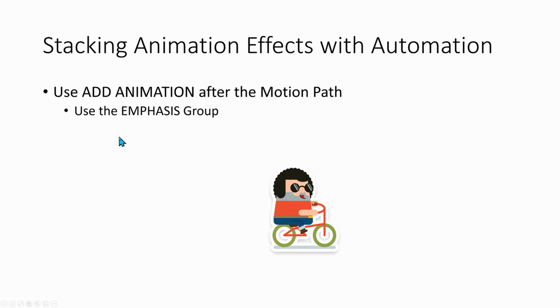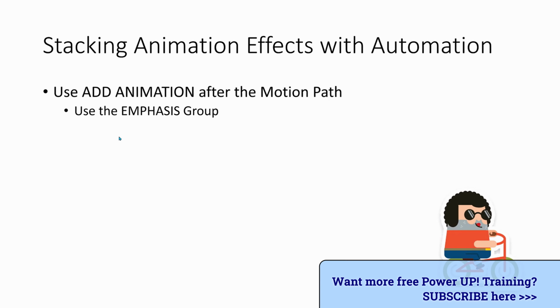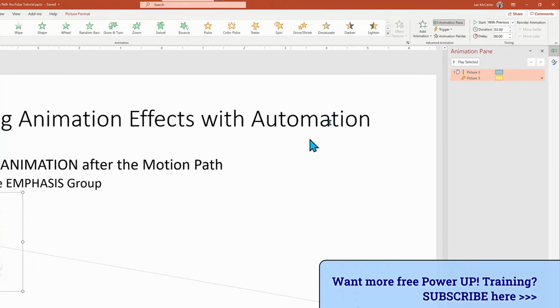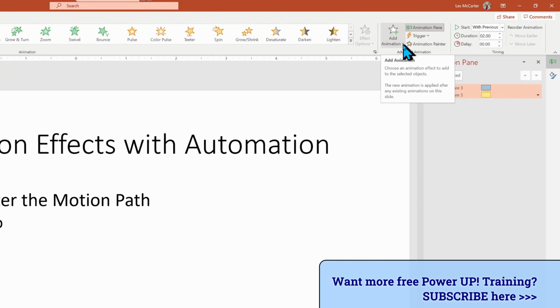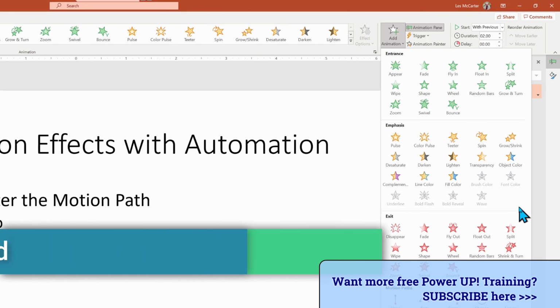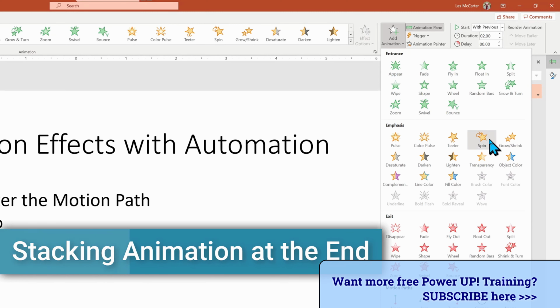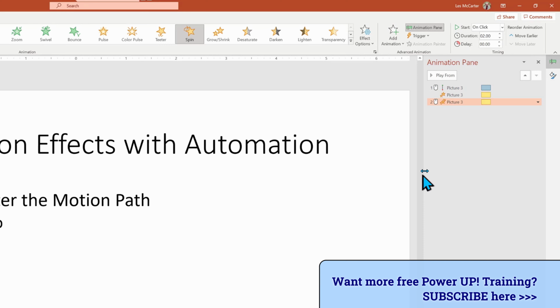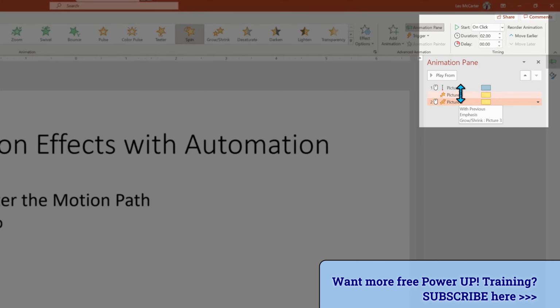Watch carefully as Bikeman grows as he moves. And for kicks, let's add a spin at the end with a third animation of an emphasis spin, not an entrance, not an exit. And this time, we don't want the spin to happen during the move. Instead, we will choose to start after, not with the previous item.